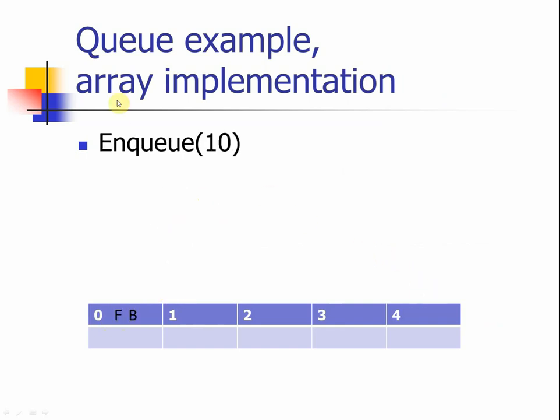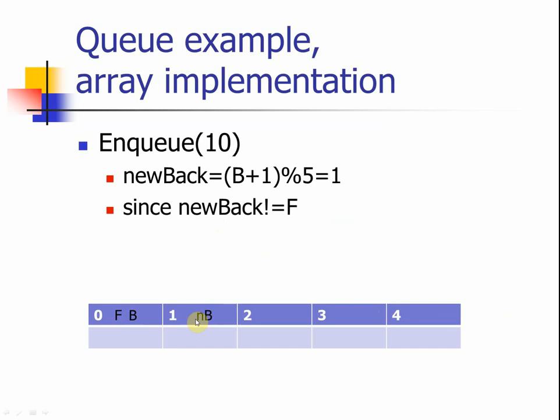If we do the enqueue of 10, first of all, we see new back will equal back plus 1 mod 5. 5 is the queue capacity, so the mod operator is not going to do anything. Back will go to the next location, and we find out the new back is equal to here.